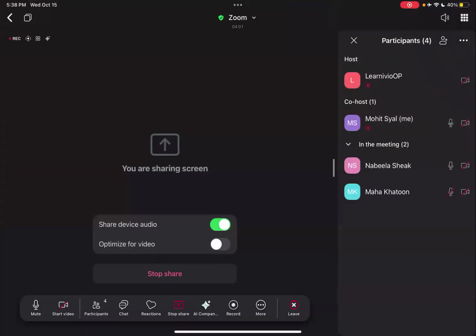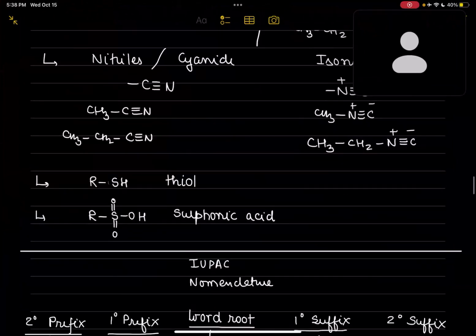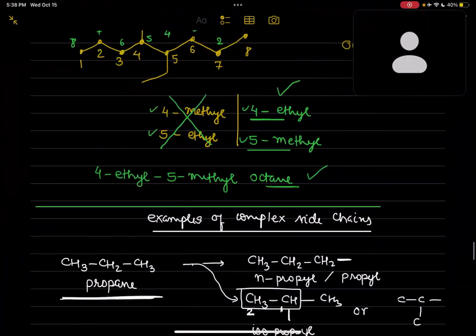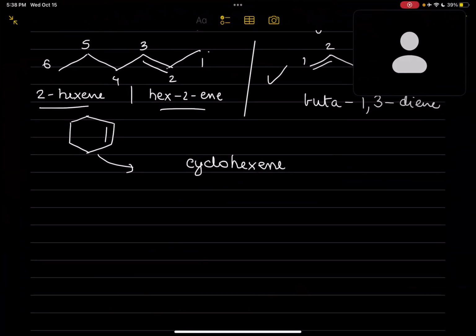Good evening, sir. So we were trying to figure out how to select the longest chain, how to number it. Numbering is done from the end which gives the lower number to the carbon atom containing the double or triple bond. Double and triple bonds are given more priority than the substituent.